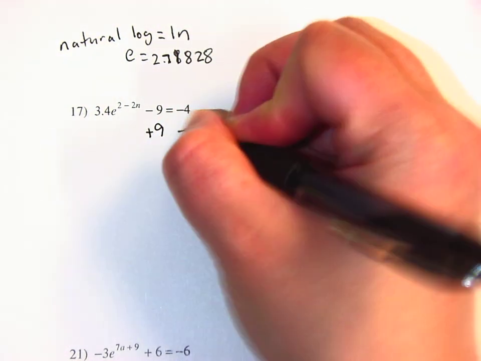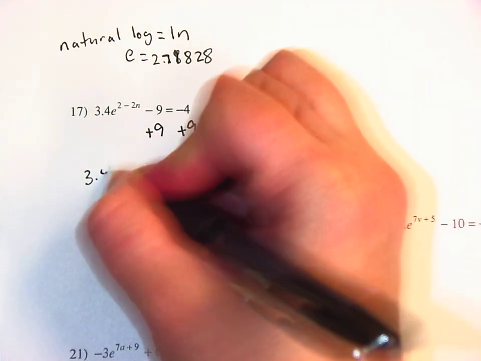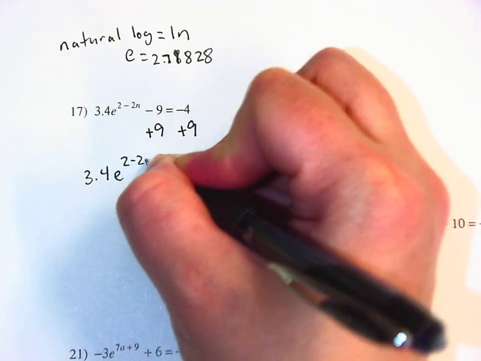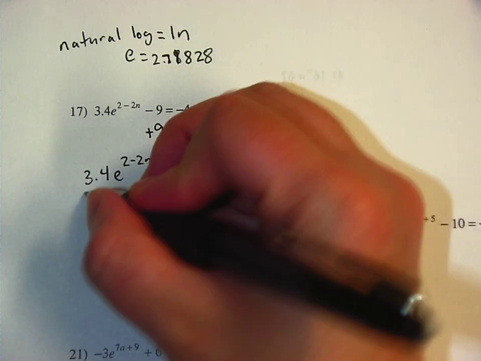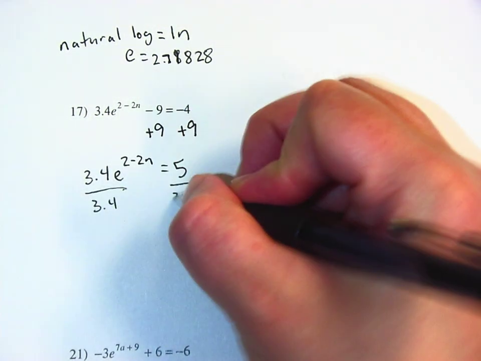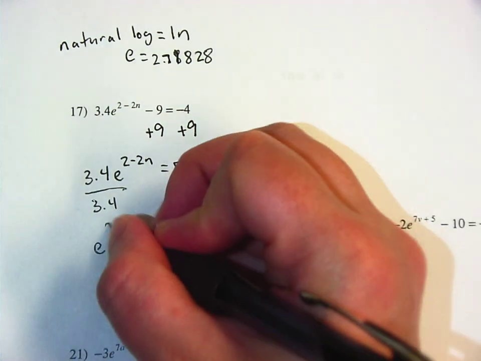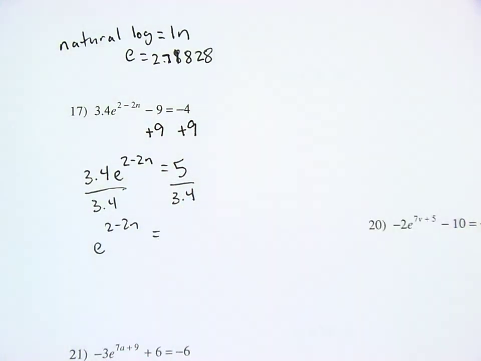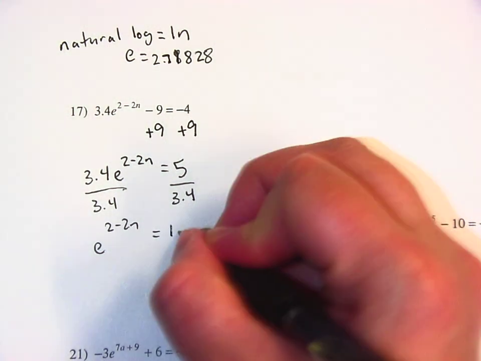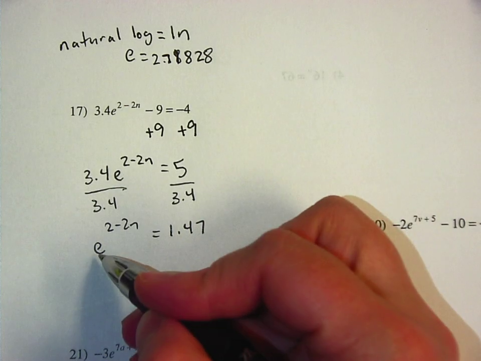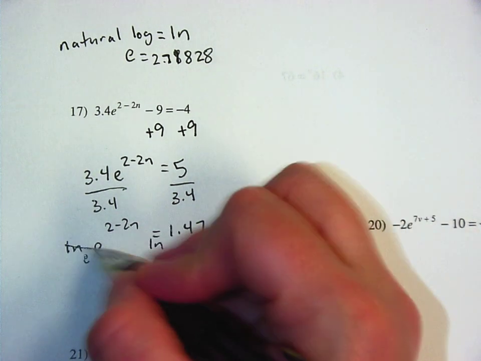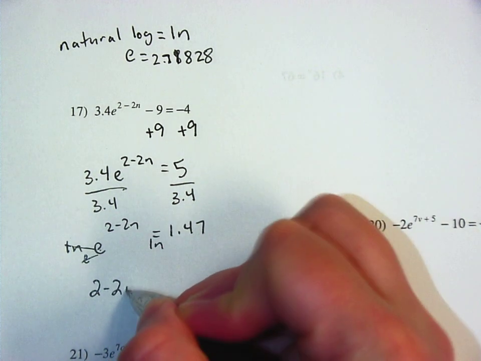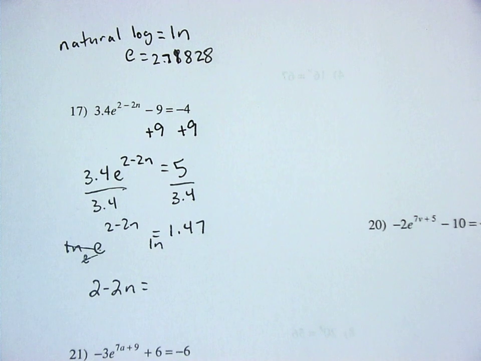Okay, so on this one, I'm going to add 9. I get 3.4 e to the 2 minus 2n equals, what, 5? Then I'm going to divide by 3.4 before I can touch that e. So that's e to the 2 minus 2n equals 1.47. And then to get rid of a base e, I'm going to do a natural log on both sides. I don't even have to put a base e down because it's automatically implied. So now this is 2 minus 2n equals the natural log of 1.47.